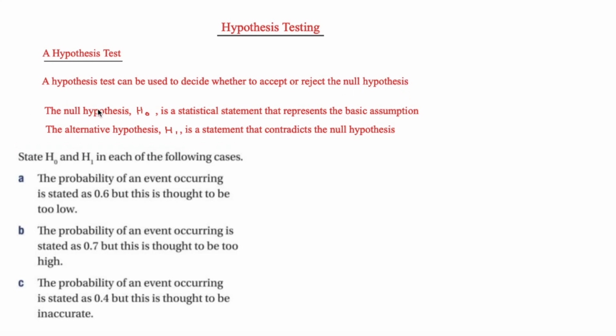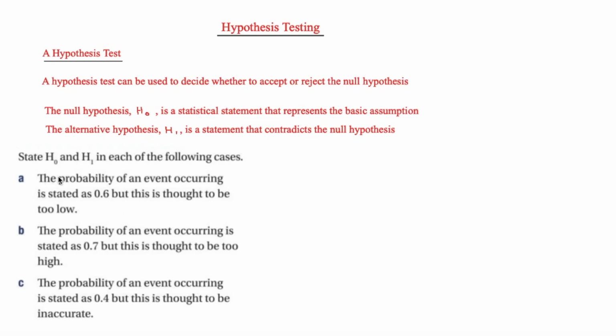And the null hypothesis, which is H0, is a statistical statement that represents the basic assumption. The alternative hypothesis is H1, and this is a statement that contradicts the null hypothesis. So firstly, in this question, we have to state H0 and H1 in each of the following cases.